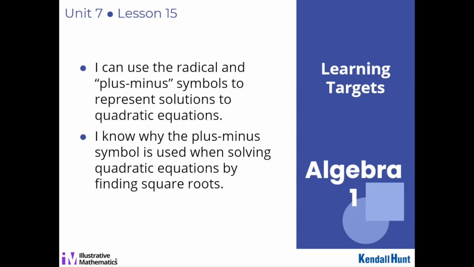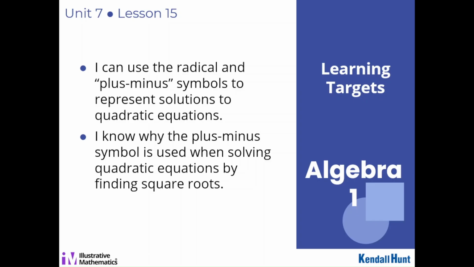So hopefully what you've learned in this lesson is that the plus minus symbol is a shortcut we use when taking square roots of positive numbers. Because when you take the square root of a positive number, you're going to get a positive answer and a negative answer. For example, when I take the square root of 4, I get 2 and I get negative 2. So the plus minus is a quick way for you to write that, save some time and save some space.